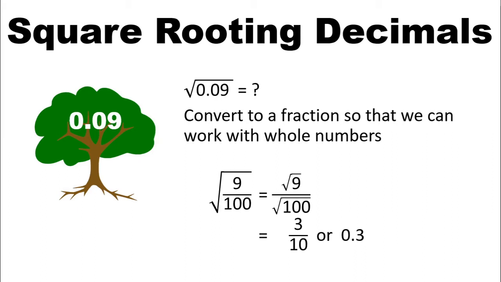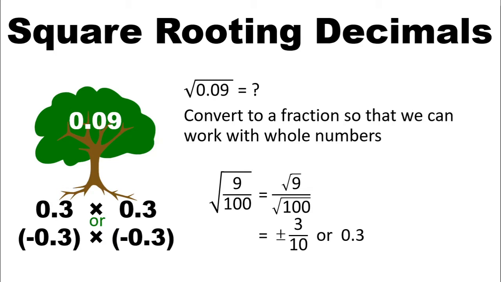Now, if the question is given as a decimal, we prefer our answer as a decimal. So I prefer my answer as 0.3. Either way, they're both 3 tenths. So we could say that the roots of 0.09 are either positive or negative 3 tenths, because that's 0.3 times 0.3, or negative 0.3 times negative 0.3.